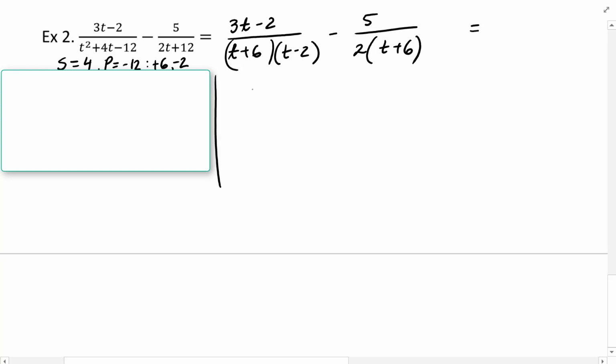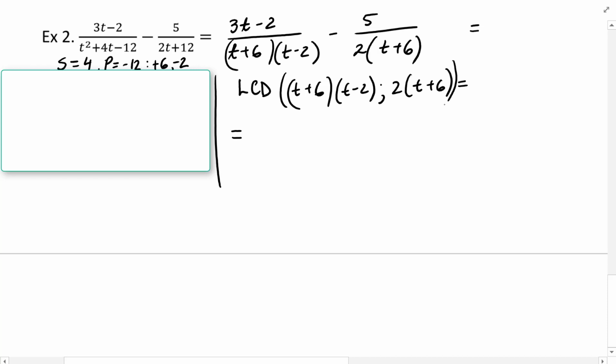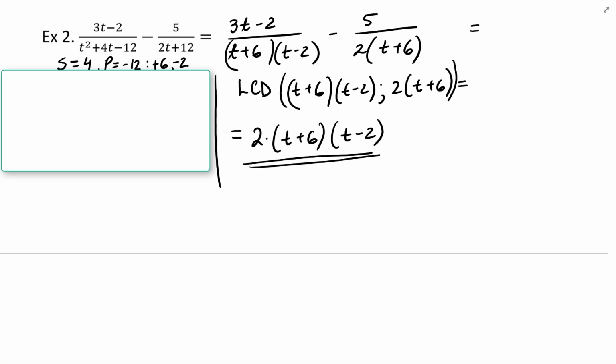So the LCD of t plus 6 times t minus 2 and 2 times t plus 6, well, it's all the factors to the highest power. So 2 is a factor, t plus 6 is a factor, and t minus 2 is a factor. So this is the LCD. Now, what do we need to do to the first fraction to have the denominator the LCD? Well, we need to multiply by 2. The second fraction needs to be multiplied by t minus 2 over t minus 2.